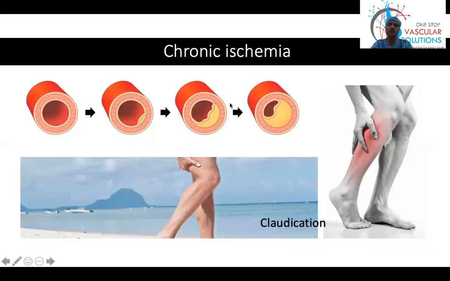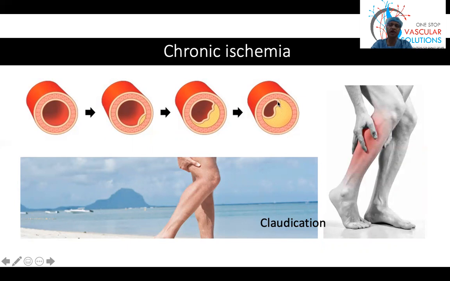Now, what we are going to focus on today is chronic ischemia, that is gradually developing blocks in the arteries. Now, this you see is a normal artery, a normal human. And here you see a cholesterol plaque has started developing and it has increased. And here it is almost blocking the artery completely.